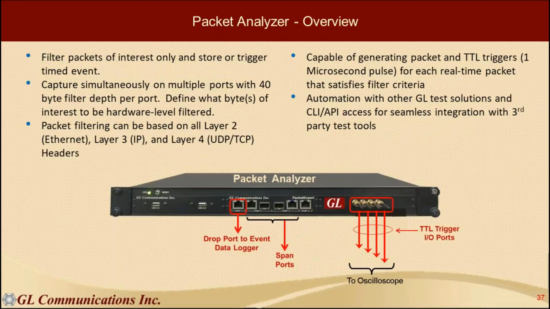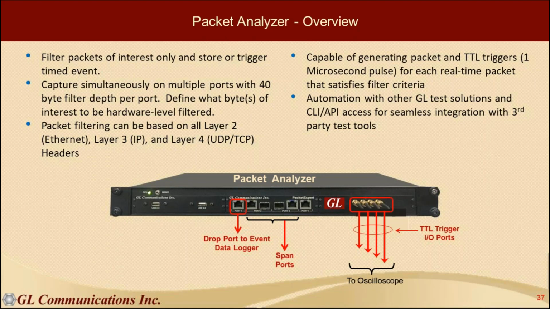The next slide shows the packet analyzer. Again, similar in nature in the way it looks, but this is a product that has IP packets flowing through it. What we call the span ports in the middle is the network, from network A to network B, we'll call it. A filter is happening between those two ports, and any time a packet of interest that you have set up meets that filter, that packet is dropped out the drop port and sent over to the event data logger.